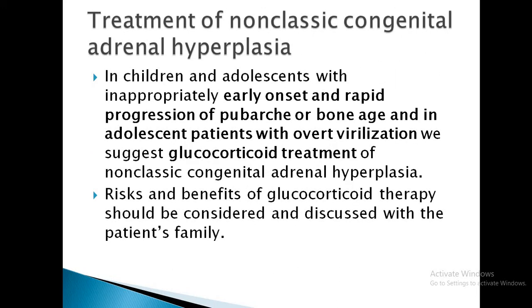So for treatment of non-classical adrenal hyperplasia in children and adolescents with inappropriately early onset and rapid progression of puberty or bone age, and in adolescent patients with overt virilization, glucocorticoid replacement should be done. So in symptomatic children and adolescents with rapid progression of puberty, rapid bone maturation or rapid growth, and also with overt virilization, these risks and benefits should be discussed with the patient's family.